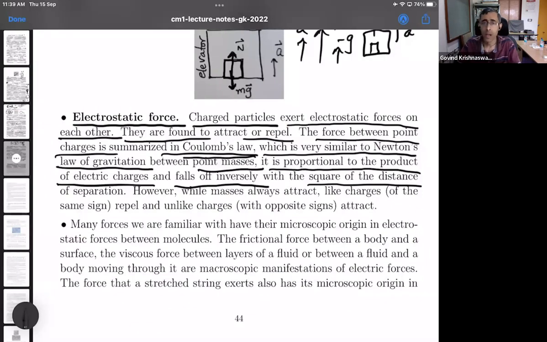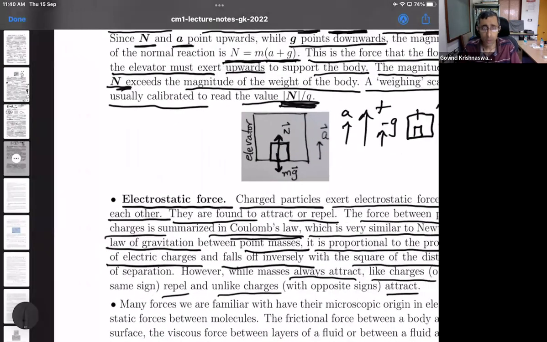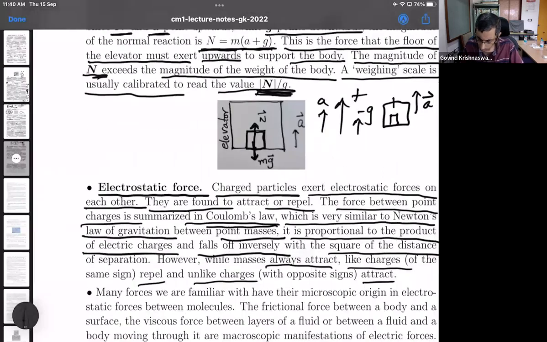Only one thing is that the charge need not be a positive quantity. Masses are positive. The charge need not be positive. It can have either sign. And that is to incorporate the observed fact that charged particles can repel or attract. So while masses always attract, like charges, namely those of the same sign, repel, and unlike charges attract. Okay, so much for the electrostatic force. You will learn a lot more about this in a course on electricity and magnetism.